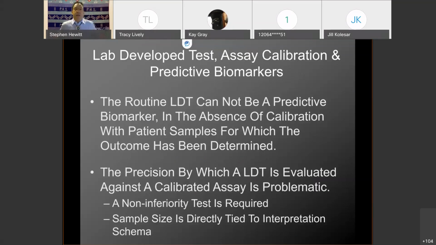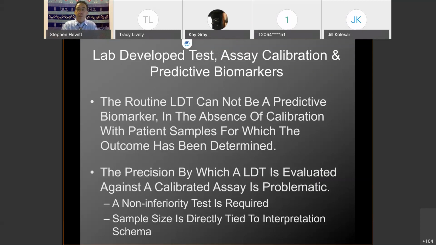Lab-developed tests, LDTs, assay calibration, and predictive biomarkers. LDTs are also colloquially known as homebrew. And to be honest, we've seen an enormous amount of discussion about LDTs and homebrew lately with COVID testing, because many of the laboratories that are providing it are actually building and validating their own assay. And it requires an enormous amount of skill and a large number of samples to effectively do this.